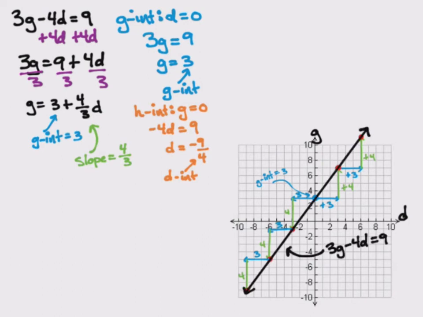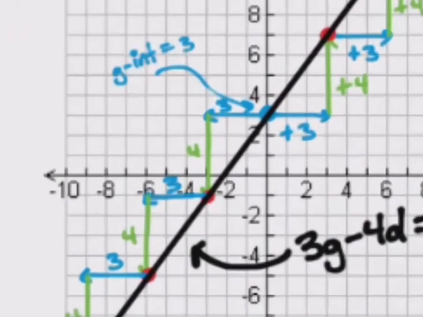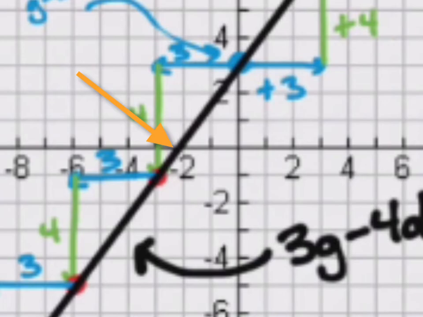Alright, so in this case, we had to put the equation in slope-intercept form. Now note, before we found a d-intercept of negative 9/4, about negative 2 1/4, and when we zoom in on our graph, that's absolutely confirmed.